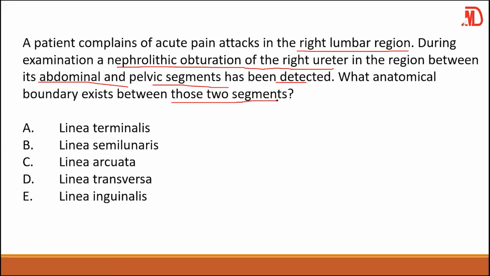But basically, we are looking at the linea terminalis. The linea terminalis. This doesn't need an explanation, but it's an anatomical finding that you have to locate. And this comprises the pectineal line of the pubis. It also contains the arcuate line, the sacral promontory, and the superior margin of the pubic symphysis, and it forms the boundary between the abdominal and the pelvic cavity. So that is what the linea terminalis is. These are the components it constitutes.